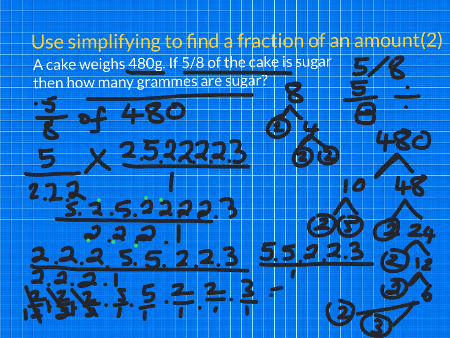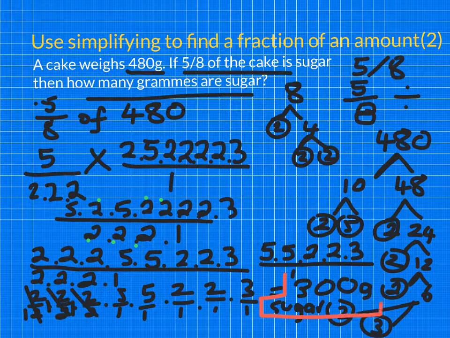So if we work it out, 5 times 5 is 25, 25 times 2 is 50, 50 times 2 is 100, 100 times 3 is 300. So therefore, the amount of sugar that you have in this cake that weighs 480 grams is 300 grams of sugar. So make sure with your answers that you're writing them in full sentences as far as you can. So the answer would be 300 grams of sugar.